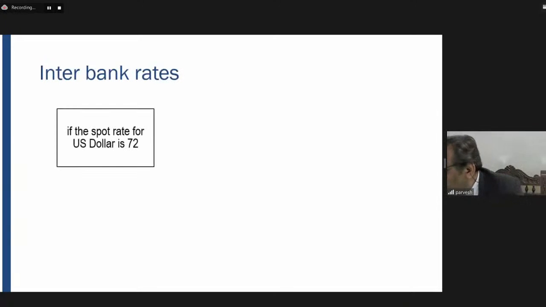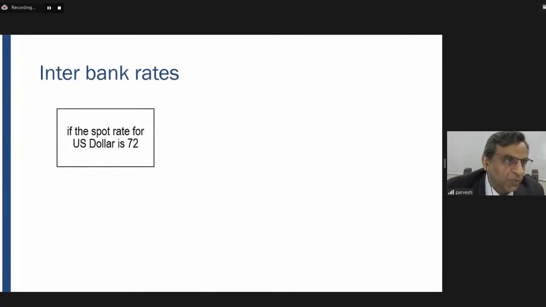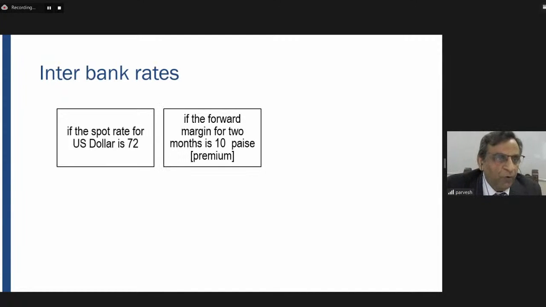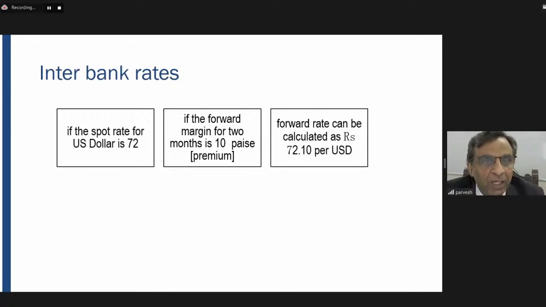Please focus. This is a very, very important part of our learning. If you understand this today, then you will not make any mistakes in your questions, and you'll be able to solve your questions very easily. If the spot rate for US dollar is 72 rupees, let's say, without any decimal places, we are just putting it to make things easier to understand. If the forward margin for 2 months is 10 paisa, which is a premium, then we say that the forward rate is calculated as 72.10 per US dollar.